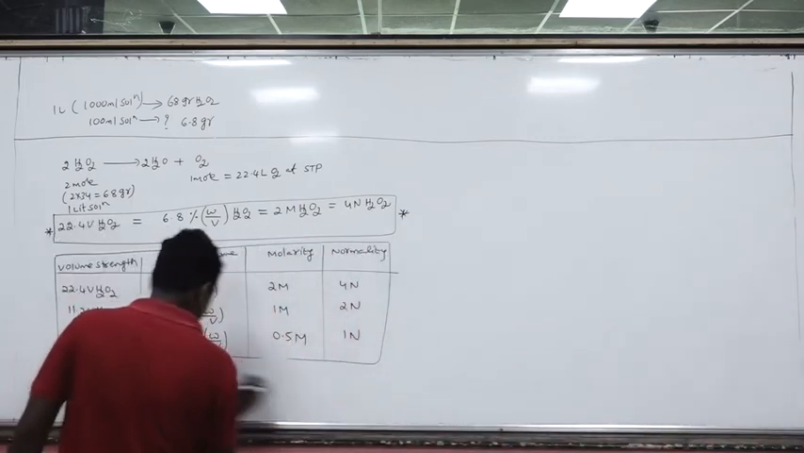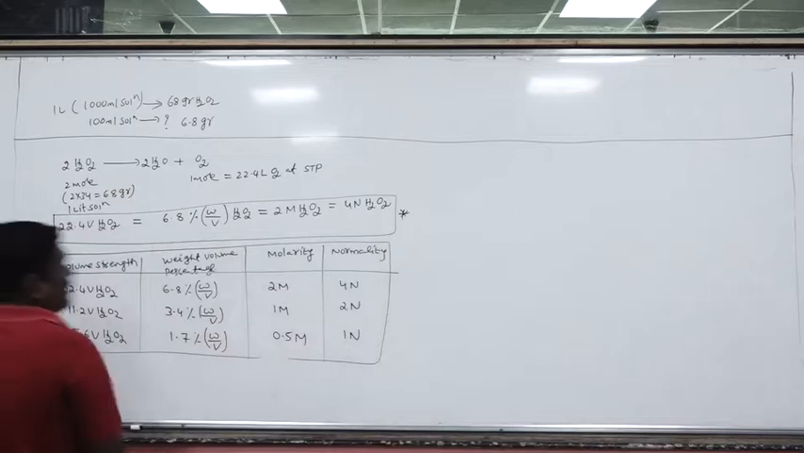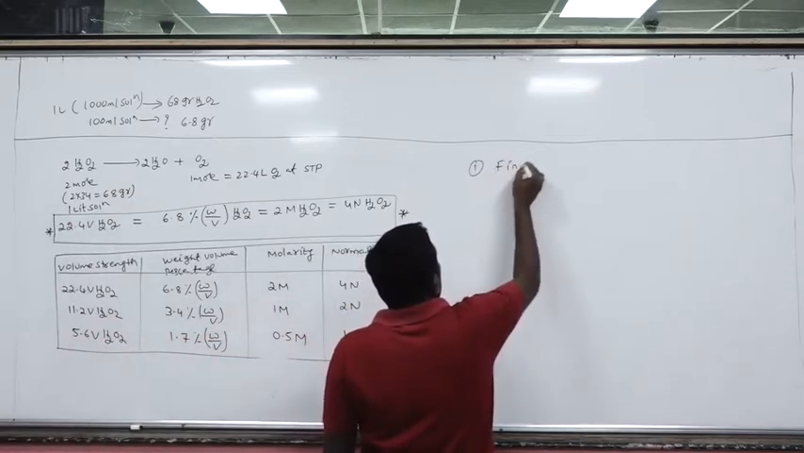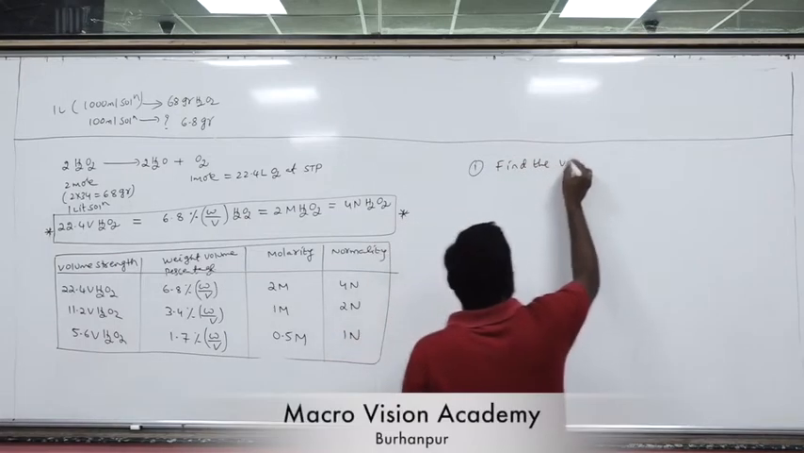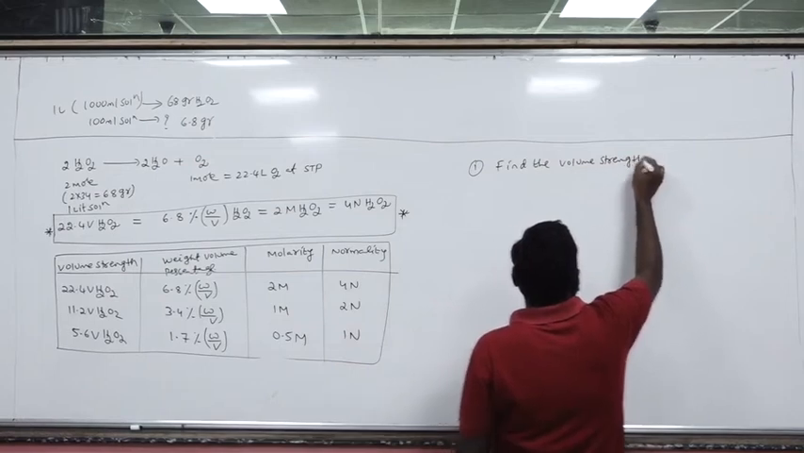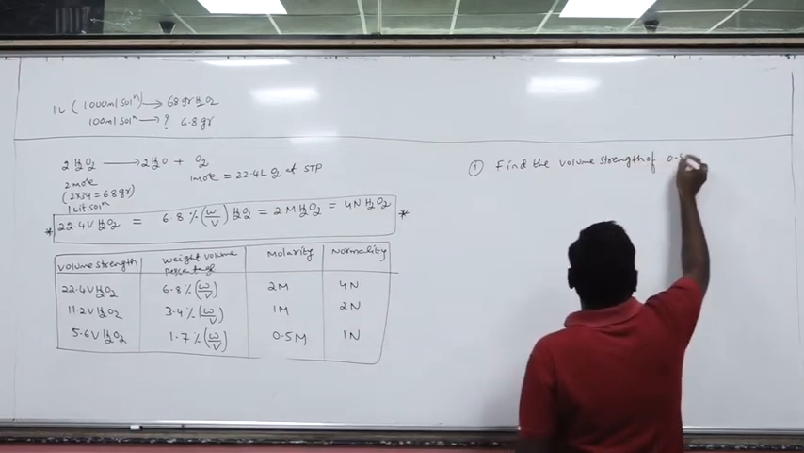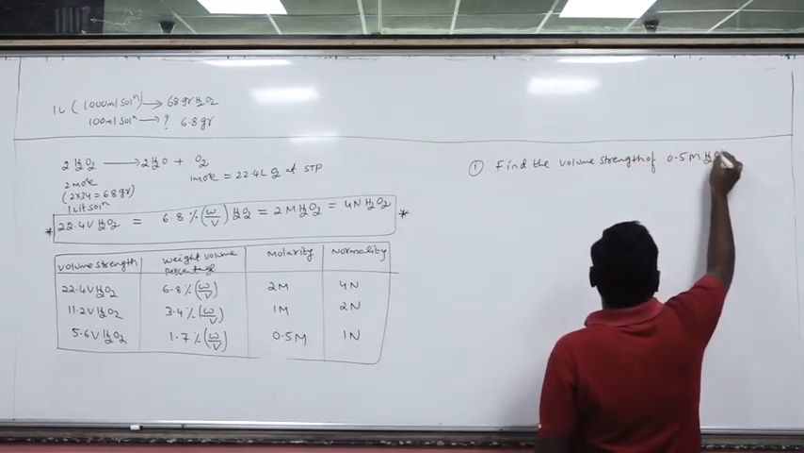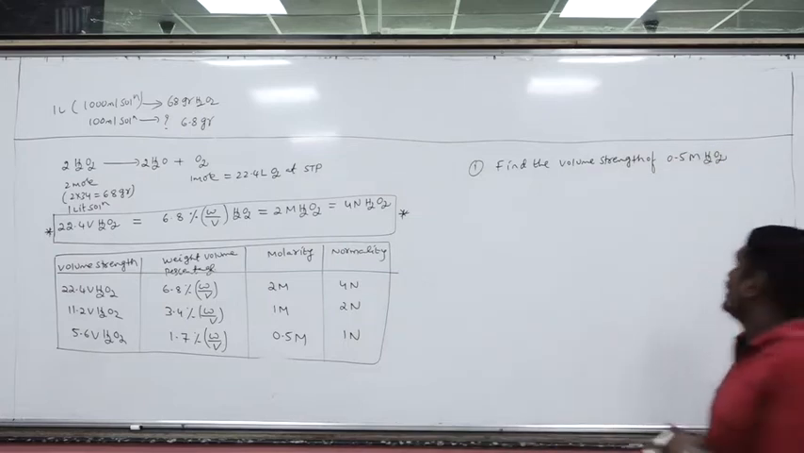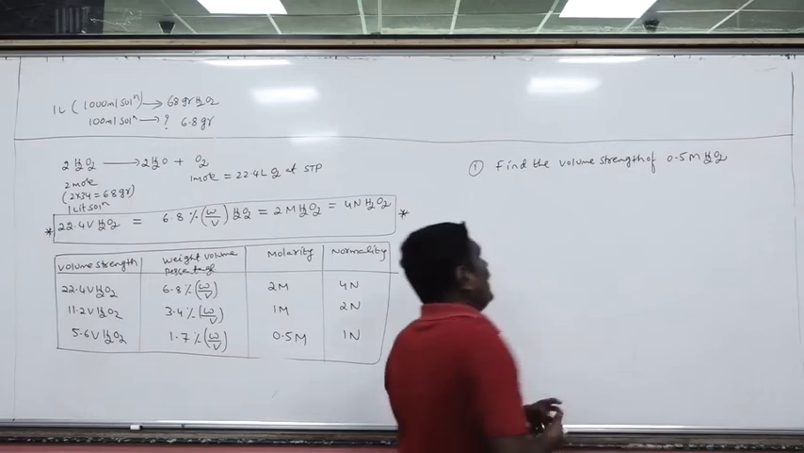Now, let's suppose we need to find the volume strength of 0.5 molar H2O2. Find the volume strength of 0.5 molar H2O2.